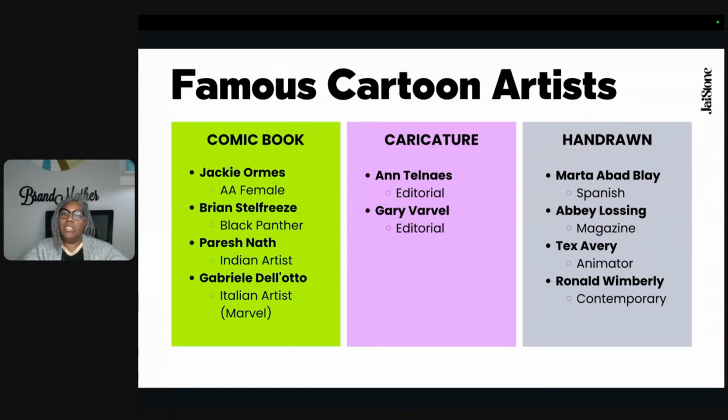Now let's get into the hand drawn. Marta Abad Blay is Spanish, so you'll see the Spanish influence. Abby Lossing, you see her stuff in a lot of magazines. Tex Avery is an animator, and Ronald Wimberly does a lot of contemporary art.